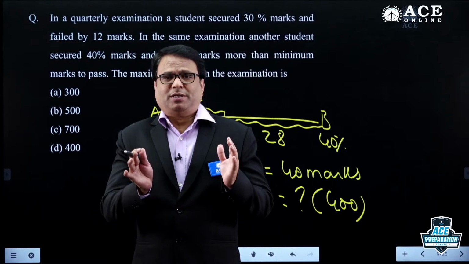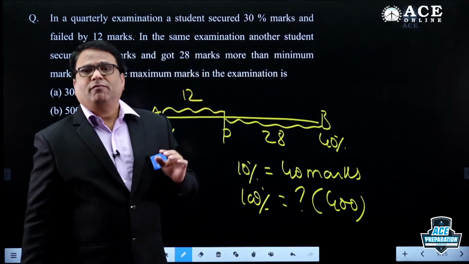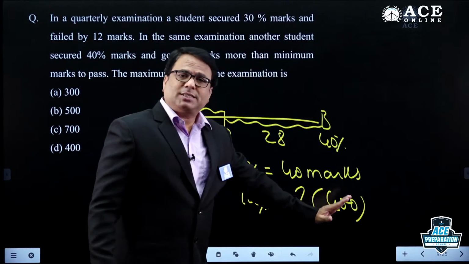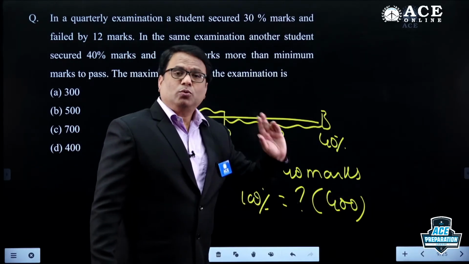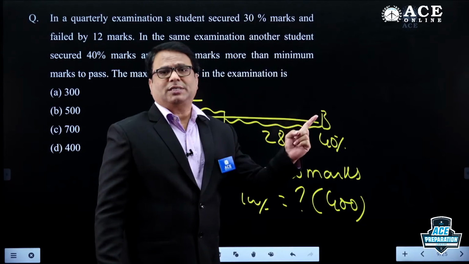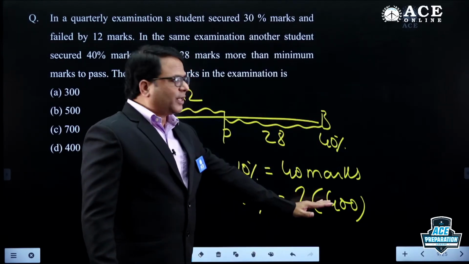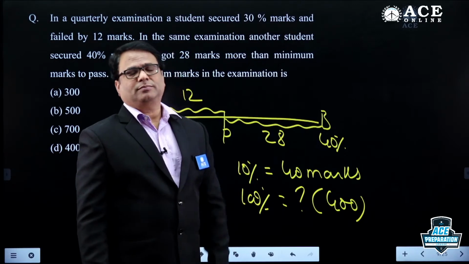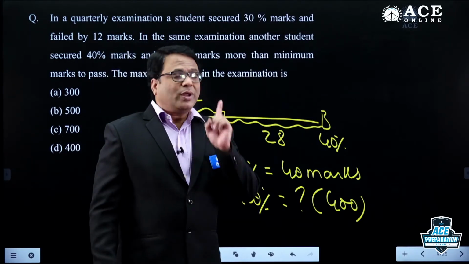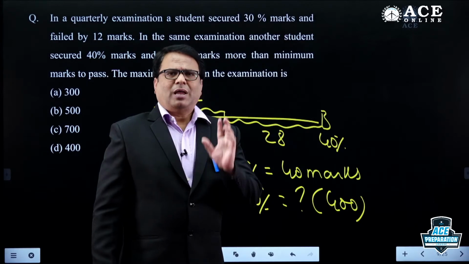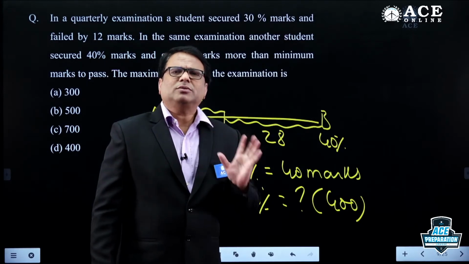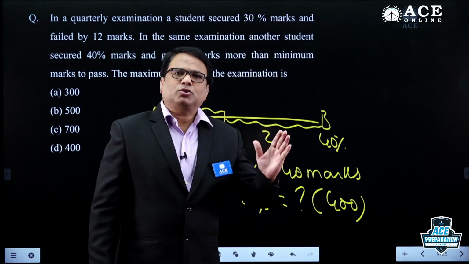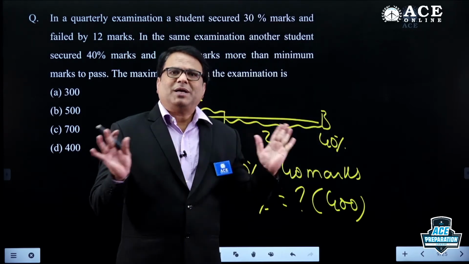If that is the question, then the first thing we need to do is to find out maximum marks. First find out maximum marks, after that we can find out pass marks. So we already got the maximum marks. Then how do we calculate pass marks? Very simple. Now A got 30% and is falling short by how many marks? 12 marks. That means if you add 12 marks to A score, you get the pass marks.